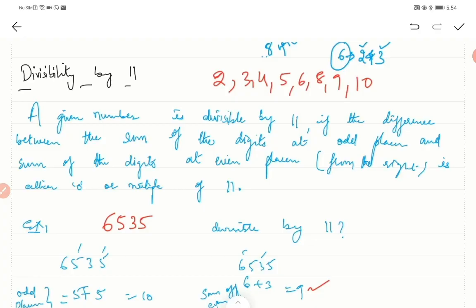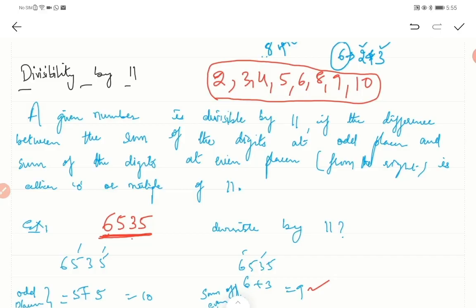Now let's move on to the divisibility test for 11. We can again revise this divisibility test; I will ask you in the class. How do you say that a given number is divisible by 11, not going exactly by the division process? We just look at the number, carry on the divisibility test and find. So how to do this? I have a number, suppose 6535.